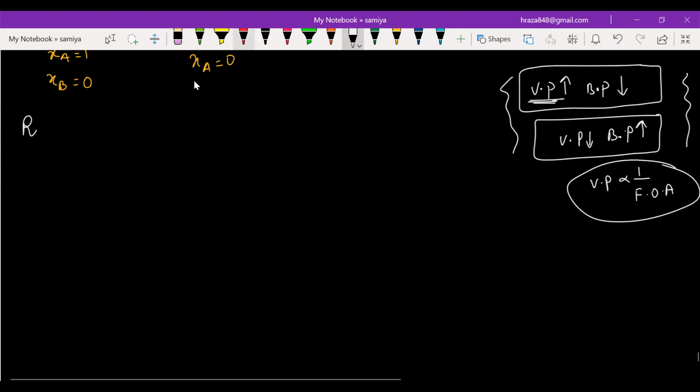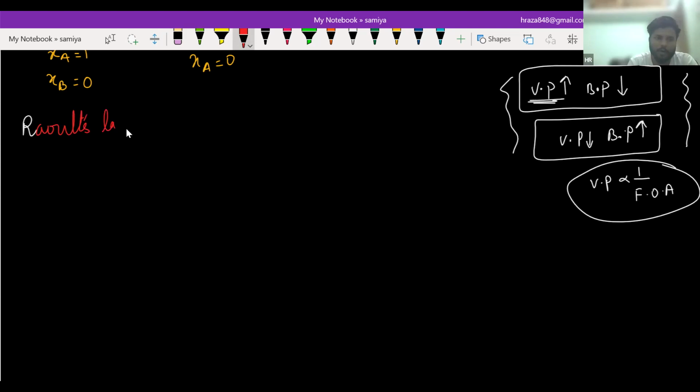Yes, sir. Now, Raoult's law. I'm going to define Raoult's law, after Henry's law. Basically, we take A in a separate container and B in a separate container, pure, and then mix both the liquids A and B. Basically, you can take A as solvent and B as solute. When we mix, they are volatile and form a solution. We are going to introduce Raoult's law.